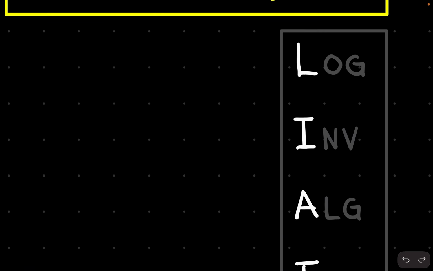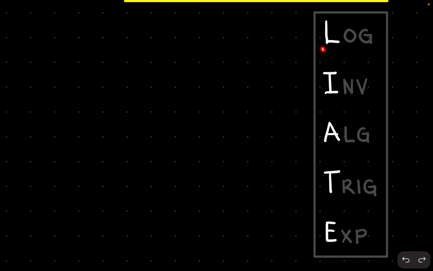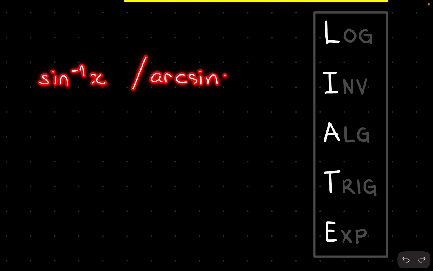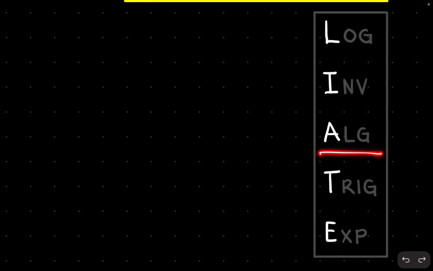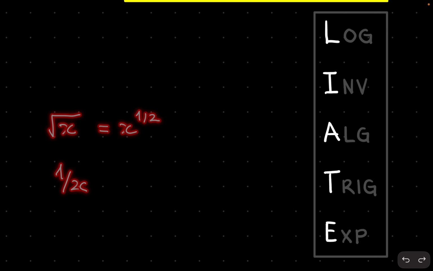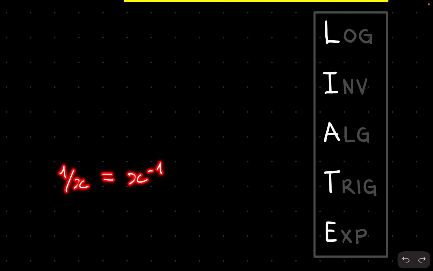Fortunately for us, we have what we call LIATE, which stands for log. Log is ln x, or log x to some base. Inverse stands for the inverse trig, such as sine inverse of x, or sometimes written as arcsine of x. We also have the algebraic terms. This involves x squared, usual polynomials. This involves as well radicals such as square root of x, since this can be written as x raised to 1/2, as well as 1 over x, since this can be written as x raised to negative 1. So it's also part of these algebraic expressions.